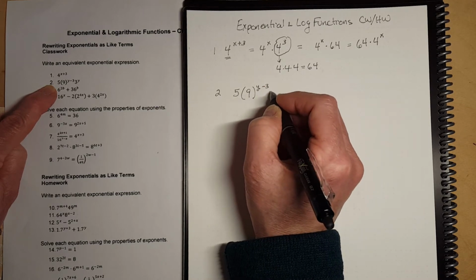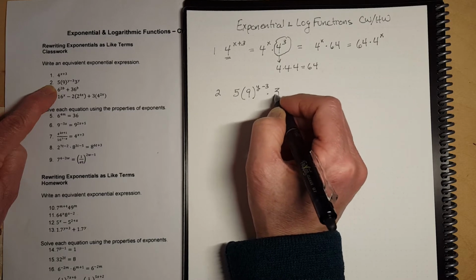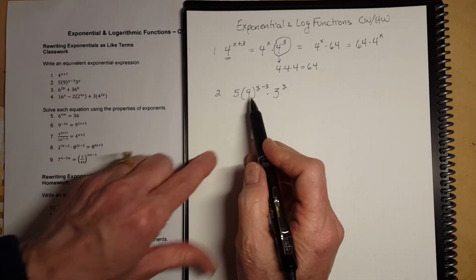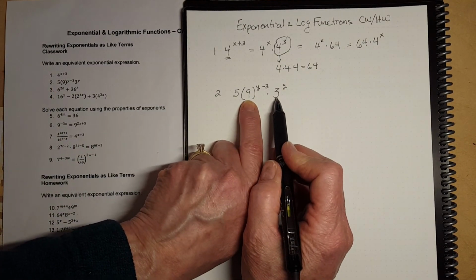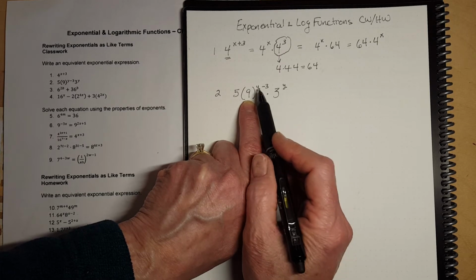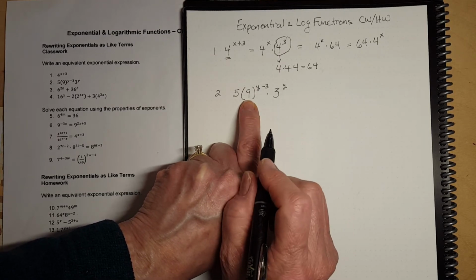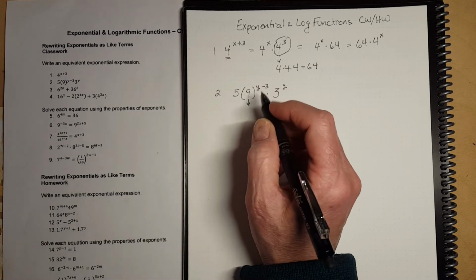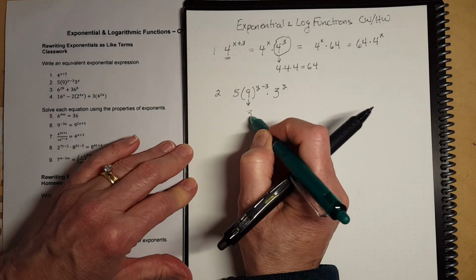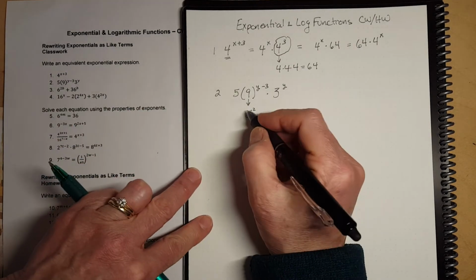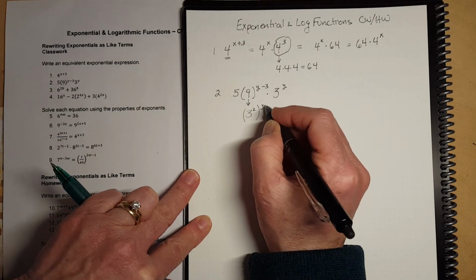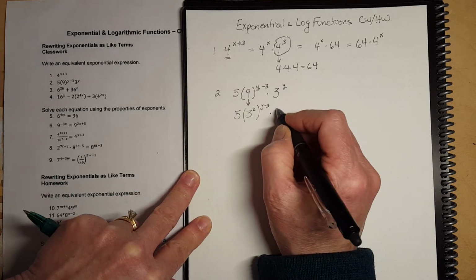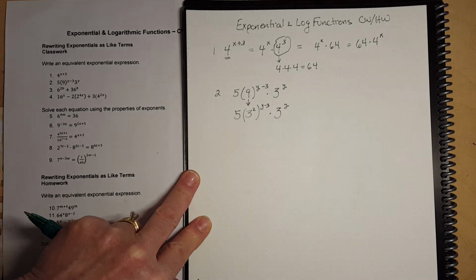Number 2, we have 5 times 9 raised to the y minus 3, times 3 raised to the y. Now we have two different bases raised to powers, and when I'm using exponents, it's always easiest to get a common base. So I'm going to rewrite 9 as 3 squared. So 9 is 3 squared, and outside of the parentheses is still the y minus 3. We still have a 5 in front, and then we're going to multiply that by 3 raised to the y.